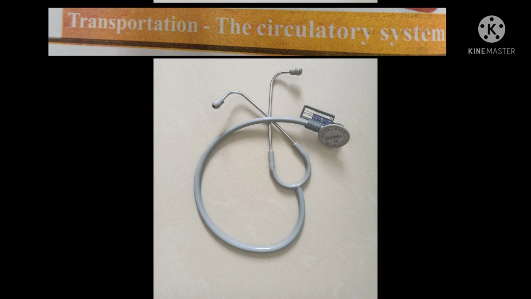In 1816, René Laennec discovered the stethoscope. First, he used a paper roll to observe the heartbeat of a patient. The second time, he observed with a bamboo stick instead of a paper roll. He put one side of the bamboo stick near his ear and the other side near the heart of the patient. With this, he counted the heartbeat of the patient.